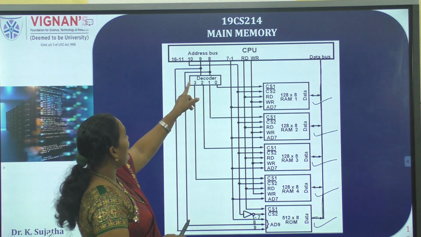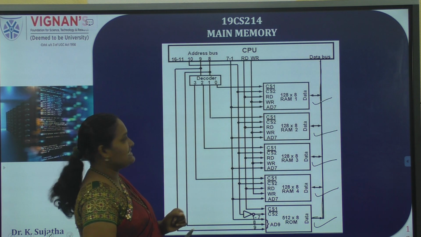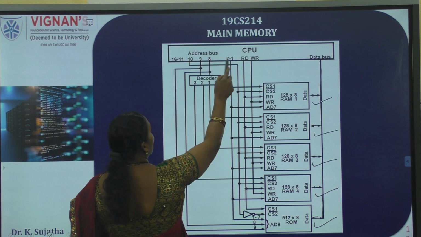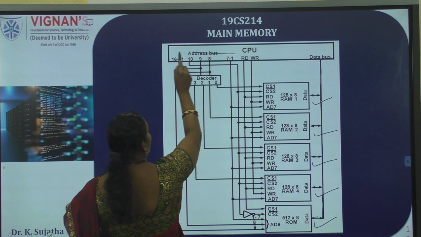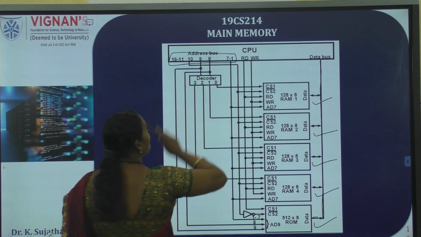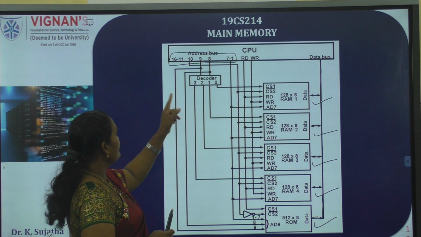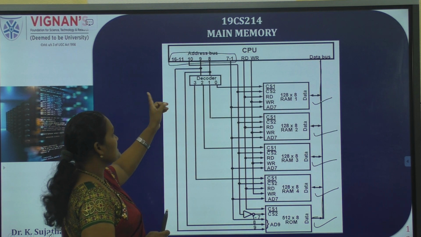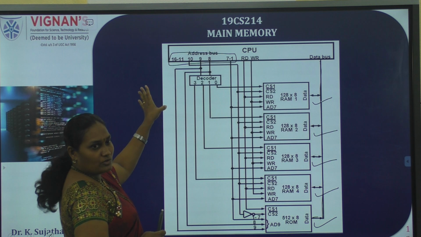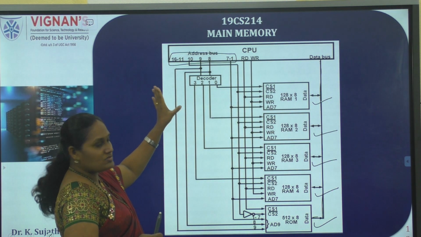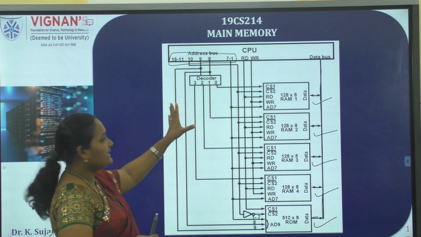And coming to the address bus. Here we are taking the address bus from bits 1 to 16: 1 to 7, 8, 9, 10 and 11 to 16. Totally, it is a 16-bit address bus that we are taking.